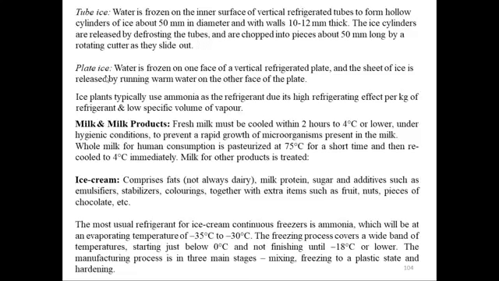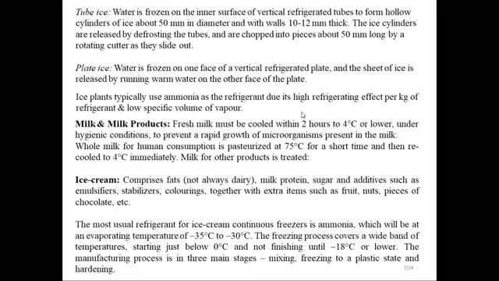Plate ice. Water is frozen on one face of a vertical refrigerated plate, and the sheet of ice is released by running warm water on the other face of the plate. Ice plants typically use ammonia as the refrigerant due to its high refrigerating effect per kilogram of the refrigerant and low specific volume of vapor.